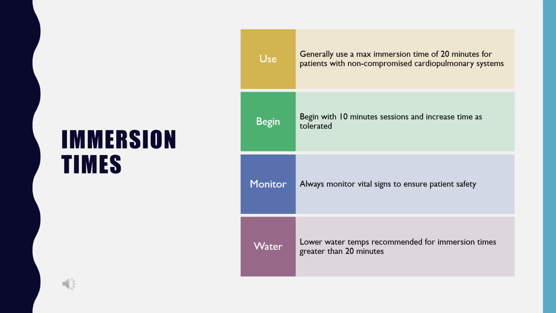How long should we be in the water for with our patients? So our immersion times and kind of general rules to use here. Generally use a maximum immersion time of 20 minutes for patients with non-compromised cardiopulmonary systems. Begin with 10-minute treatment sessions and increase time as tolerated.